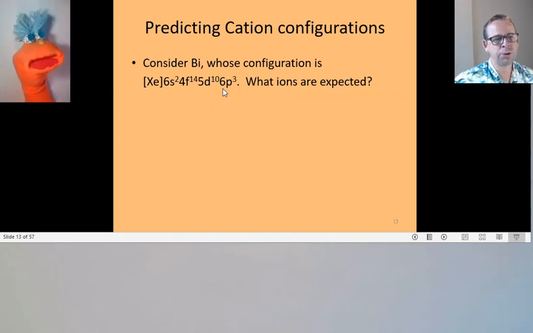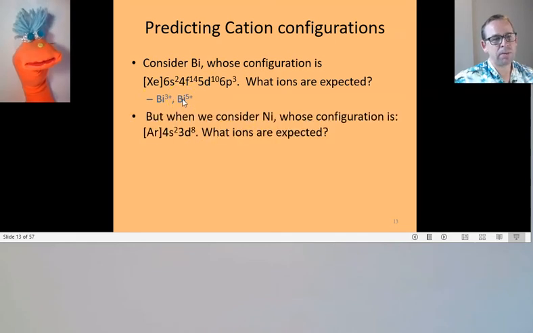Well, we got to get rid of the 6p3 first. That's right. We want to get rid of the 6p3 first. It's highest in energy. And then we might also see scenarios where you get rid of the 6s2 and form a +5 ion. Okay? Now, there are a few exceptions every once in a while.